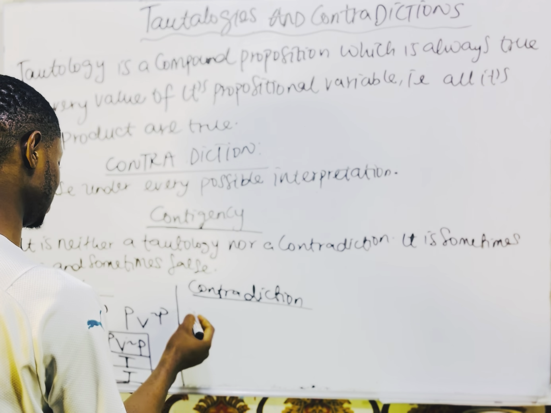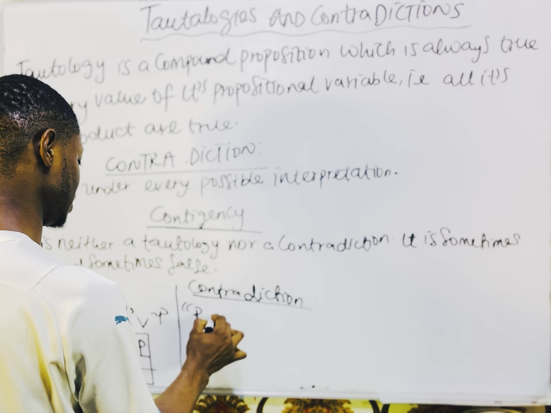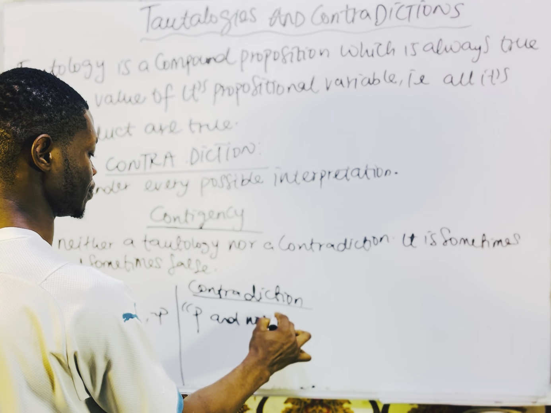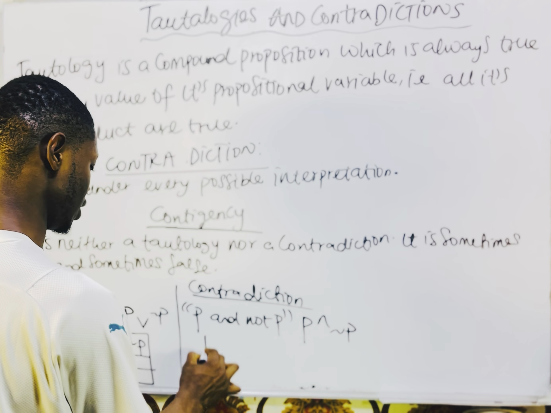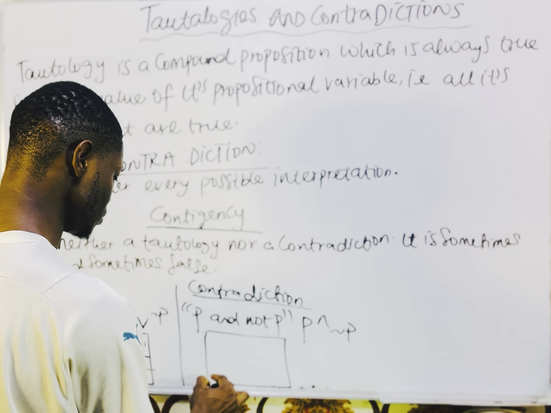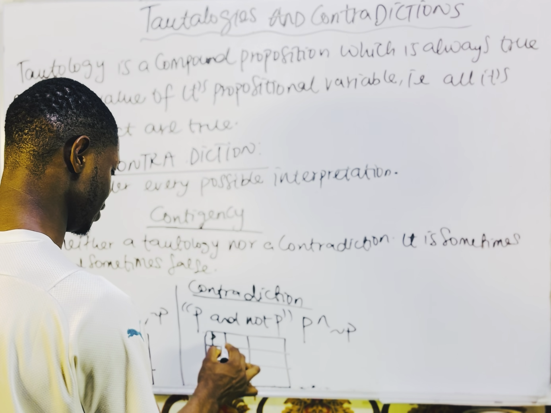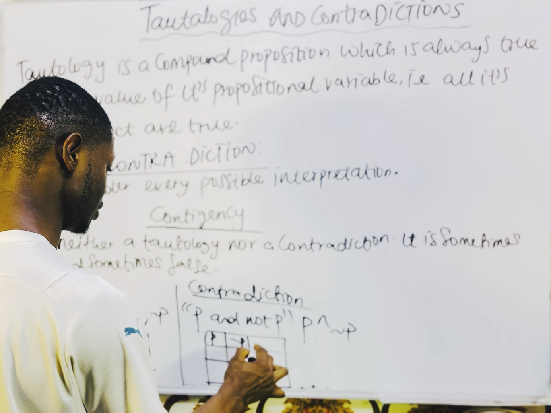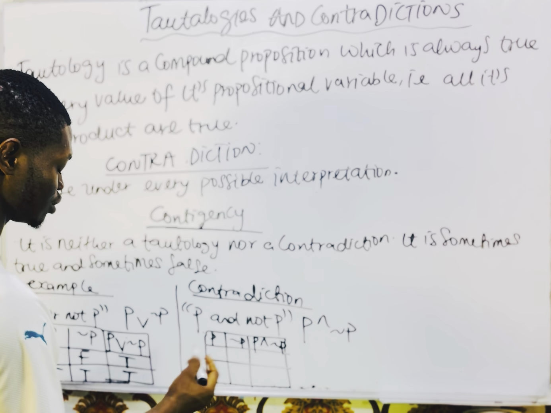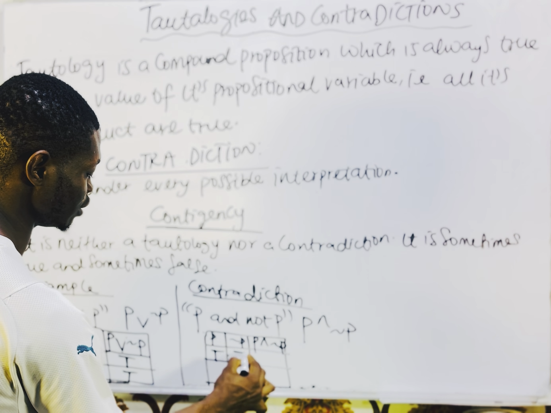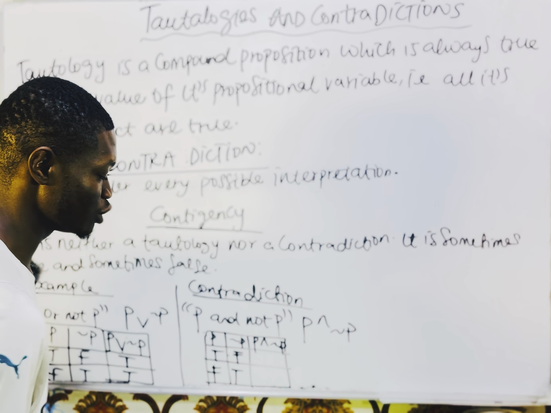So an example of contradiction, if we have P and not P. So this is P, this is not P, this is P and not P, right? So what are we going to have? If we have true, negation of true is false. If we have false, negation of false is true.